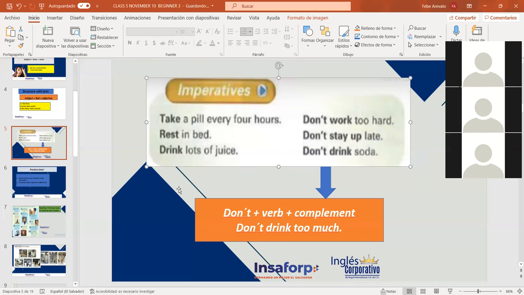podríamos agregarle drink a cup of coffee every day, right? A cup of coffee. Una taza de café todos los días, right?